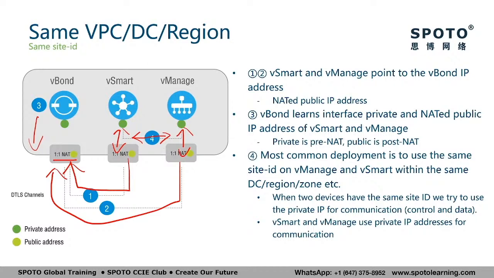So the most common deployment is to use the same site ID as this diagram here. By doing that, if it's with the same site ID, the vManage and the vSmart will communicate with each other through the private IP address. It's much easier. It's just LAN traffic.